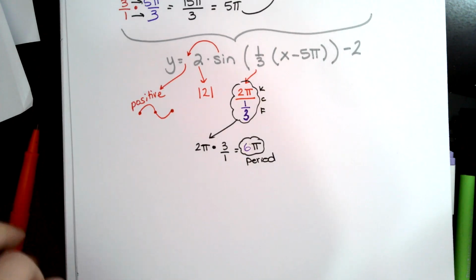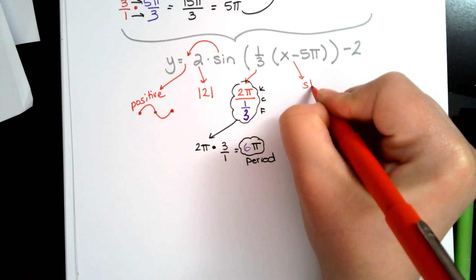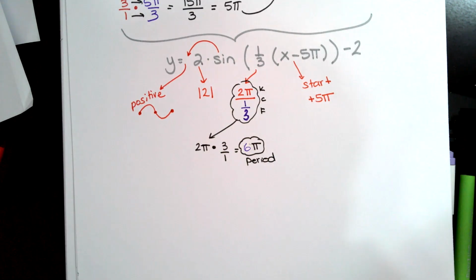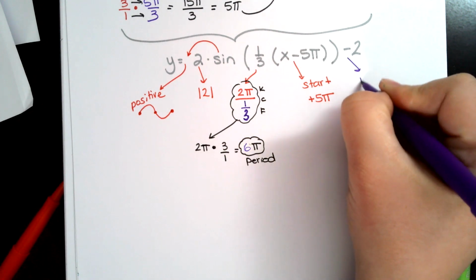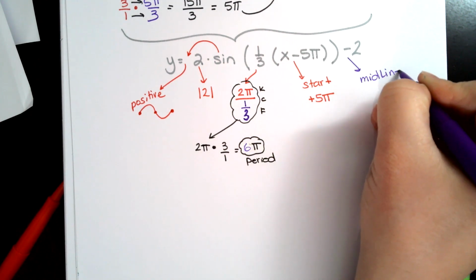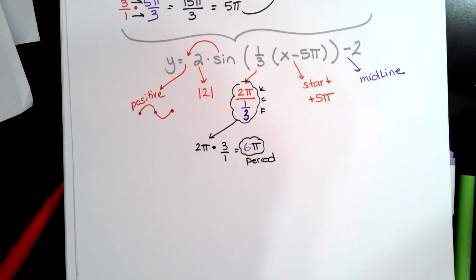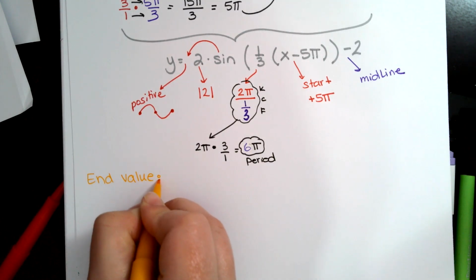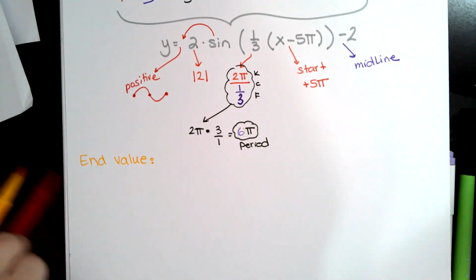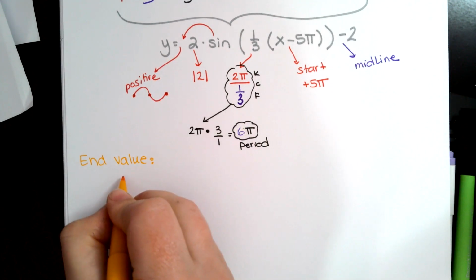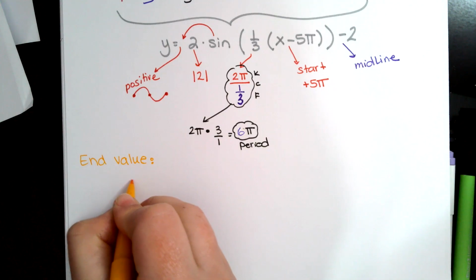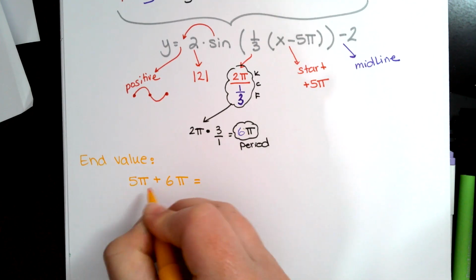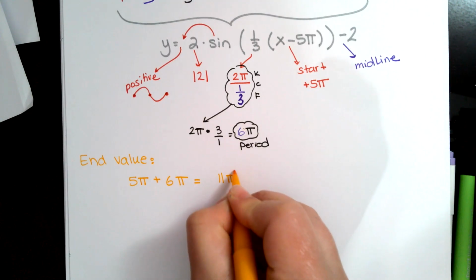6. Okay, next we have our start value at positive 5 pi and our midline, once again, at negative 2. Two more things that we need to solve. We need to solve for our end value. And our end value is going to be at our period and our start. So start is 5 pi plus our period is 6 pi. So 6 plus 5 is 11 pi. That's going to be our end.